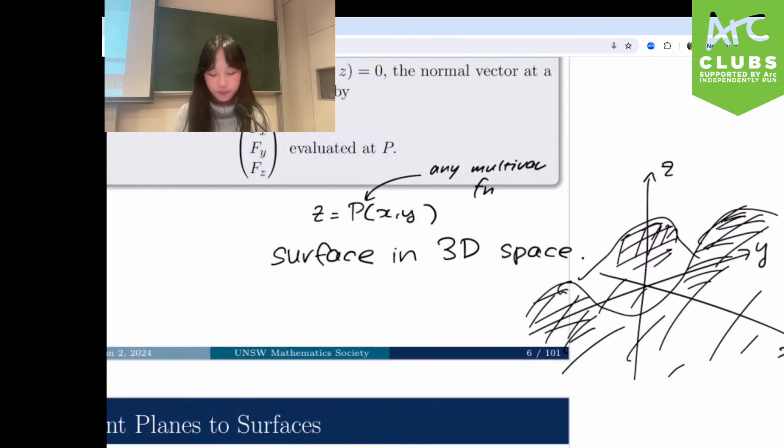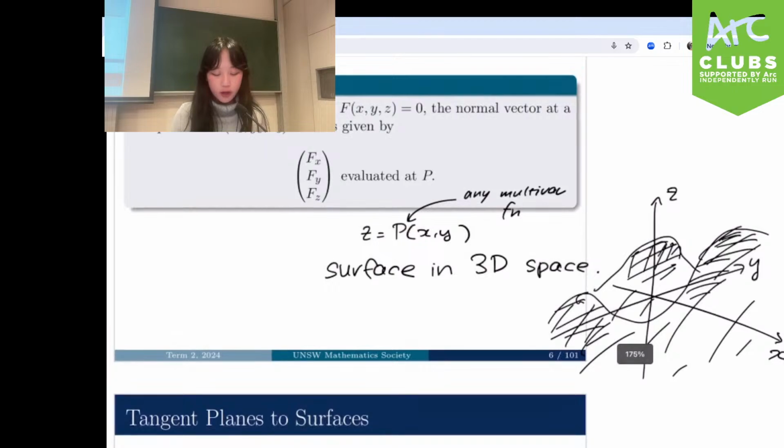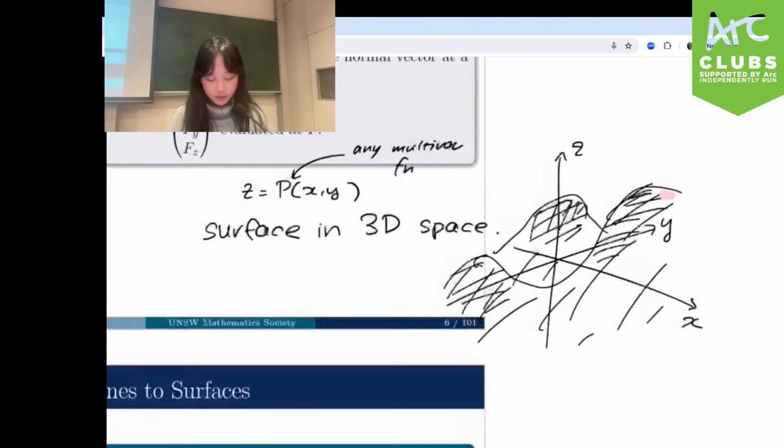So if we want to find tangent planes to this surface that's represented by this multivariable function, what we can do is take a point. Let's say we take this point. That point's on the surface. Imagine someone came along with a flag and stuck it in one of the hills. This is just a point on the surface.